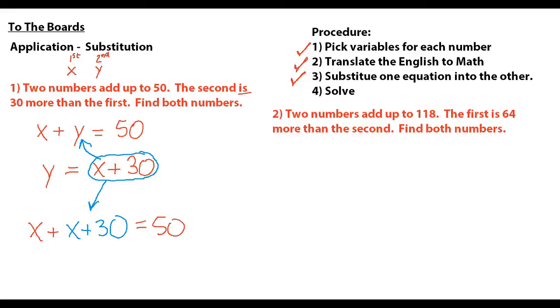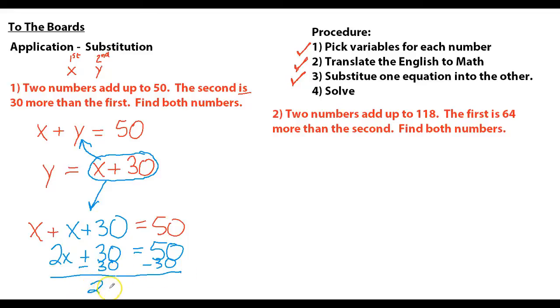Excellent. Now we can go ahead and solve. Let's combine our like terms. X plus X is 2X. And then I've got to get X by itself, so I'm going to peel everything off so the X gets by itself. The opposite of plus 30 is going to be minus 30. We'll do that to both sides.